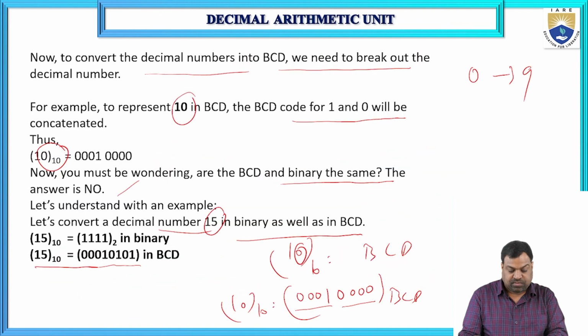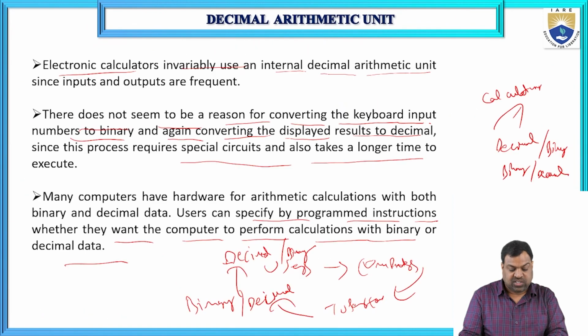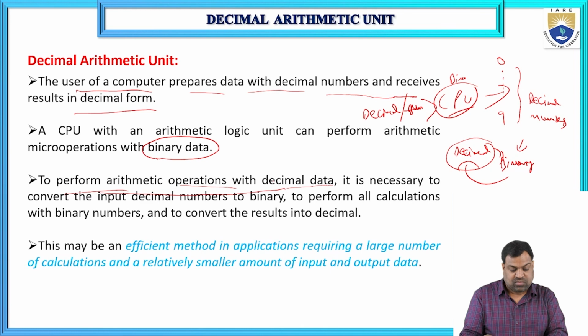So here we discussed the decimal arithmetic unit. The computer's language is binary, but the user's language is decimal. So from the user to the computer, we give the input to the ALU as decimal, but the ALU converts our decimal to binary. After the output of the ALU or CPU, the binary is converted to decimal, and this decimal is given to the user.